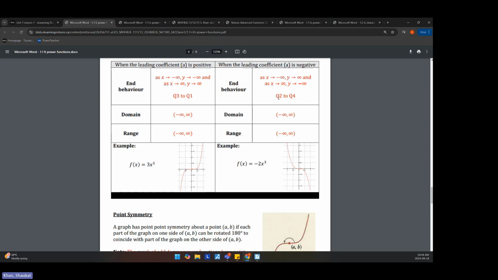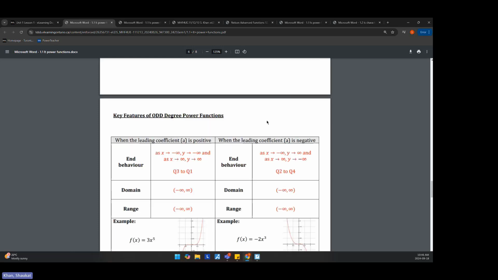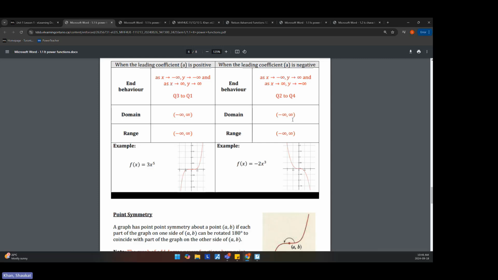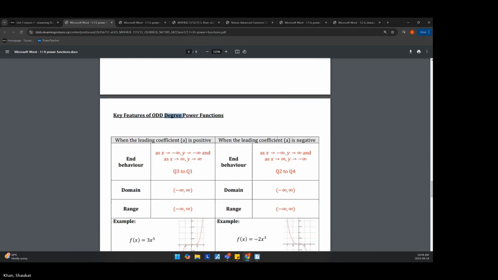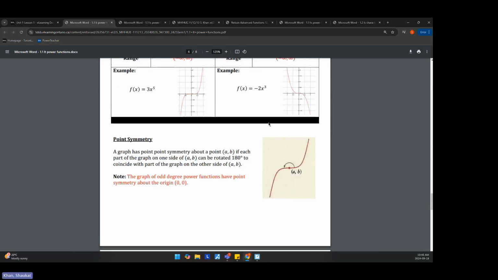The other thing you should know is that for odd degree power functions, usually they have opposite ends. For even degree power functions, they usually have the same end behavior. All right, point symmetry.